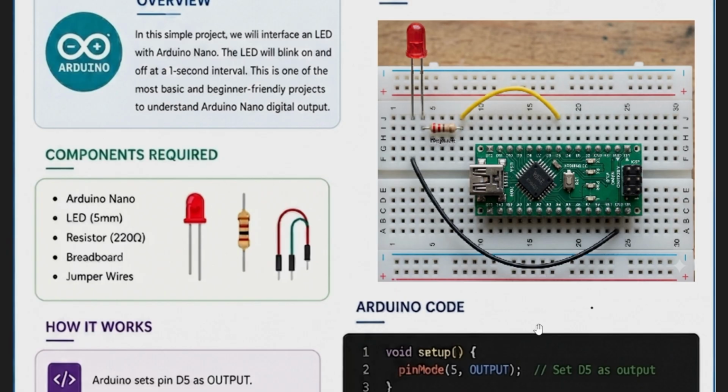Here we use some basic components which are required for this interfacing. First one is Arduino Nano, then LED, then resistor, then breadboard and jumper wires.